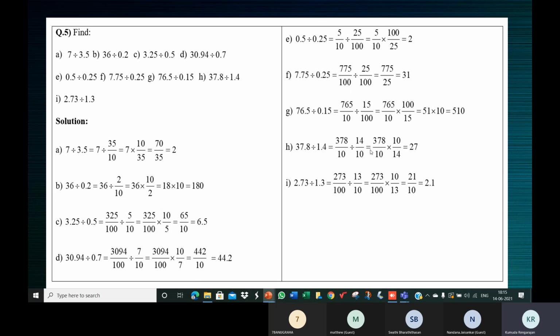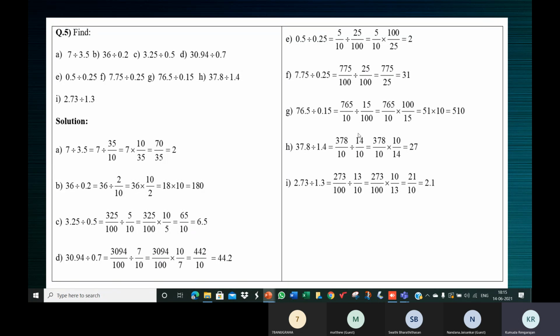So if you look at H here, 37.8 is 378 by 10. 1.4 is 14 by 10. We're just writing the decimals as their fraction equivalent. 37.8 is nothing but 378 by 10. 1.4 is 14 by 10. And you can see the division sign here.